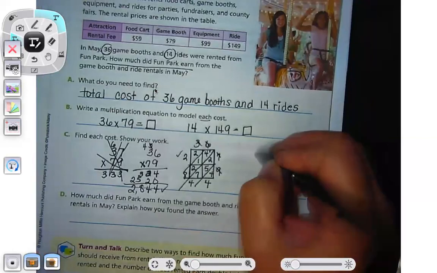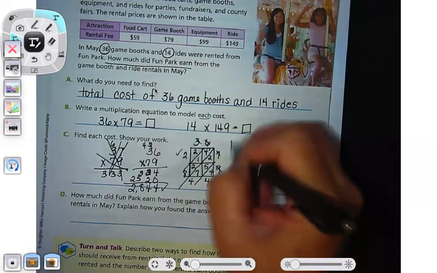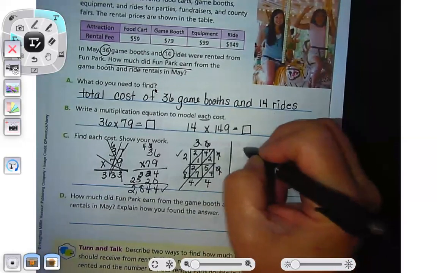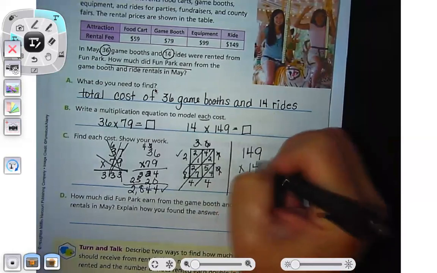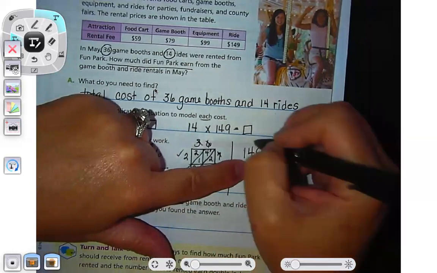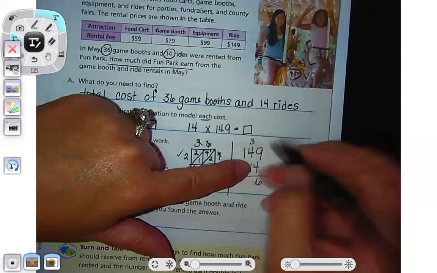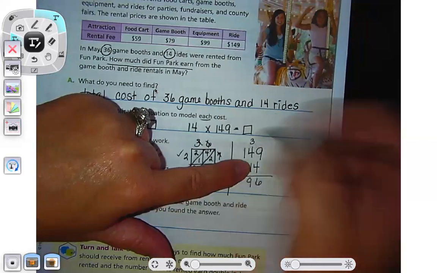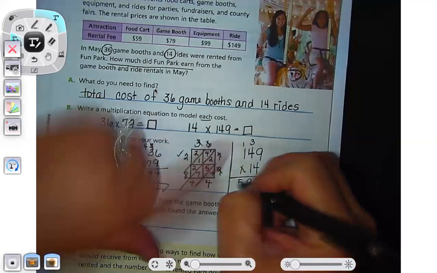So now I'm going to go over here. Let's do standard algorithm and lattice, just like we just did. We'll check it. So we have 149 times 14. Starting in the ones place, 4 times 9 is 36. 4 times 4 is 16, plus 3 more is 19. Regroup my 1. 4 times 1 is 4, plus 1 more is 5.